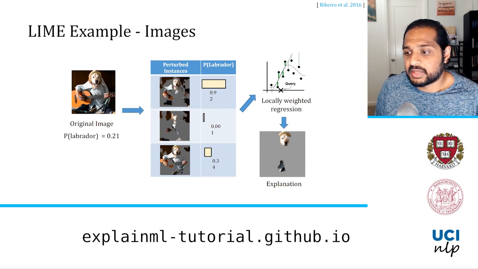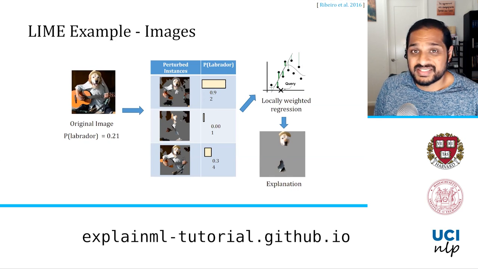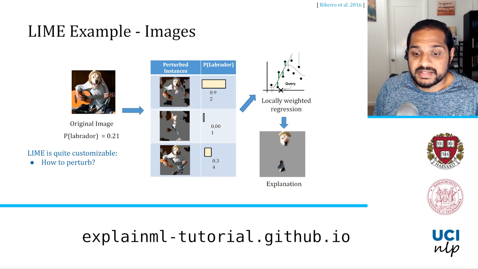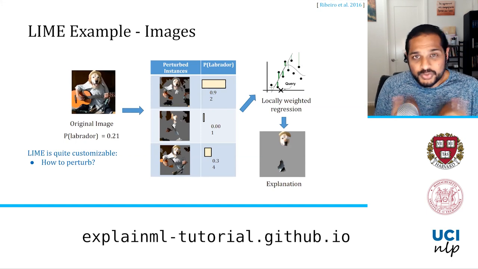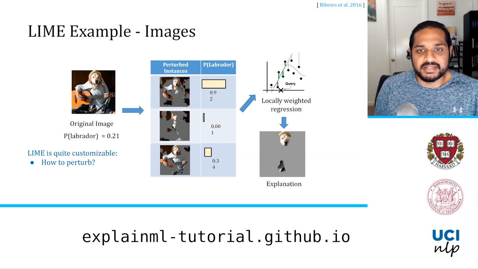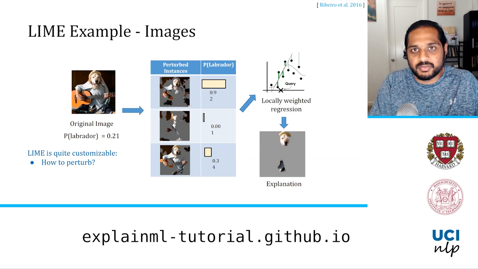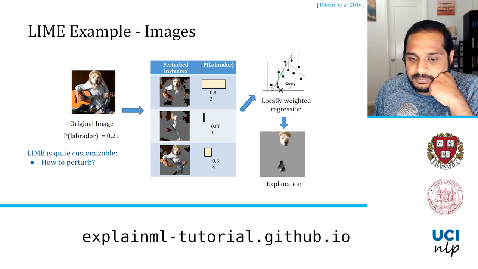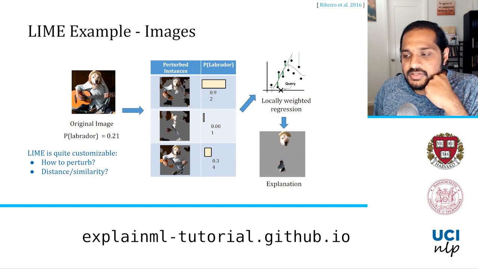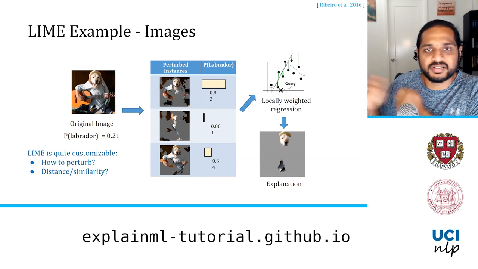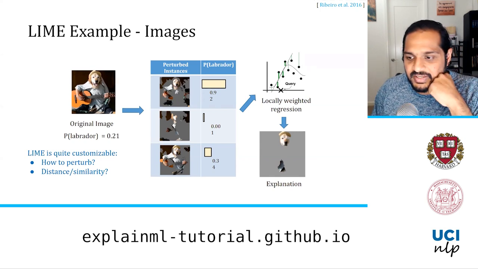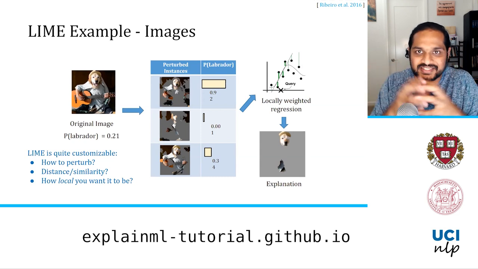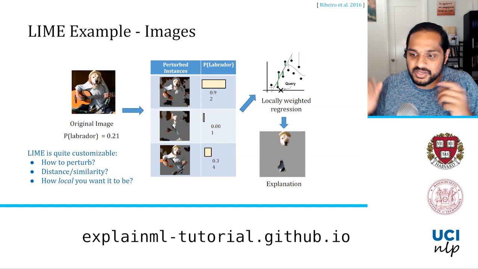And LIME is great at generating these kinds of explanations, partly because it's extremely customizable. That's the key aspect of design in LIME. For example, how we perturb the instance is something the user can specify or change, which makes it easy to apply to all kinds of domains. You can perturb images in a certain way, text in a different way, and tables in a different way again. Apart from perturbation, there is also the idea of similarity, what things are close to each other and what things are further apart, and you can specify that in LIME as well. You can also specify how local you want the explanation to be, so how much you weight things that are closer higher and things that are further away lower.